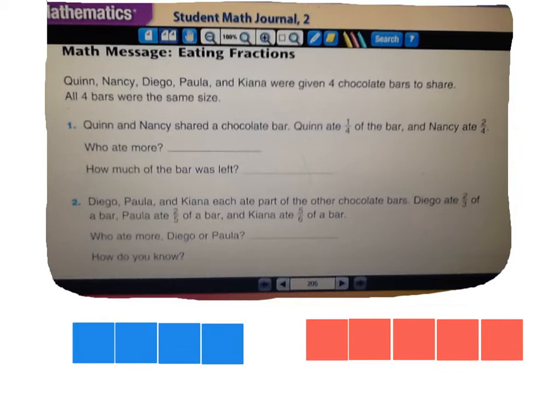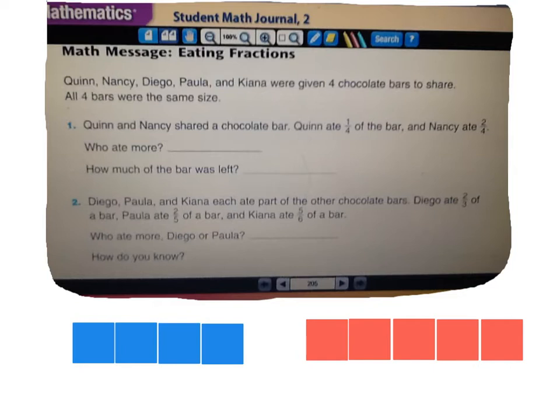Quinn, Nancy, Diego, Paula, and Kiana were given 4 chocolate bars to share. All 4 bars were the same size. Quinn and Nancy shared a chocolate bar. Quinn ate 1/4 of the bar, and Nancy ate 2/4. Who ate more?